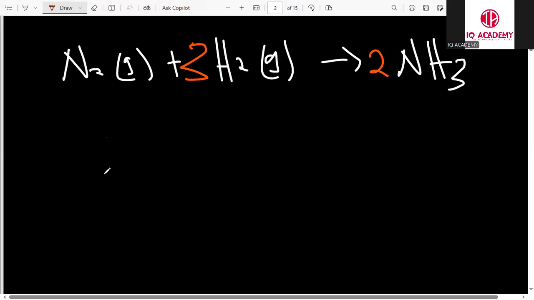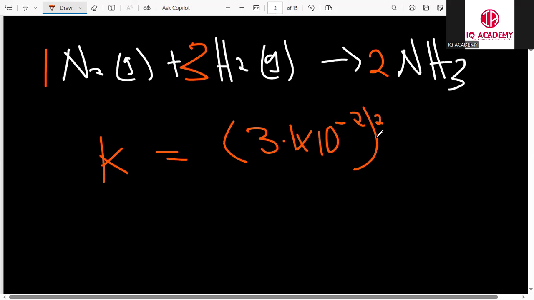And then we are calculating the K. So K is equal to the concentration of this guy to the power 2, because it has a 2 in front, divided by the concentration of this to the power 3 because it has a 3, multiplied by the concentration of this to the power 1 because it has 1 in front. So I'm going to say the concentration of ammonia was 3.1 multiplied by 10 to the power minus 2, squared. And then I'm dividing all this by the concentration of this to the power 3.